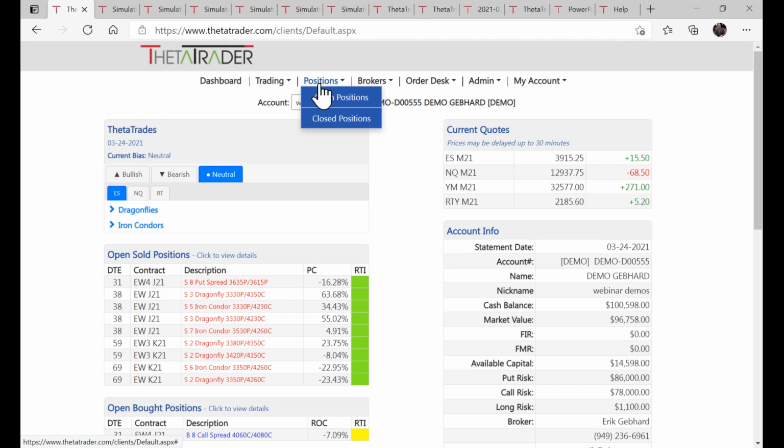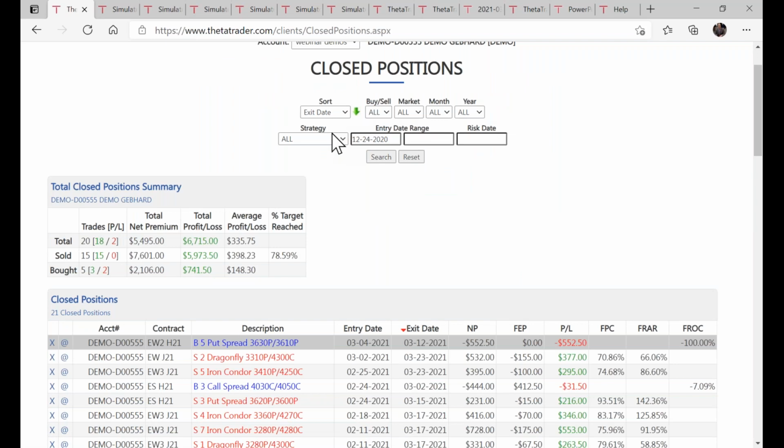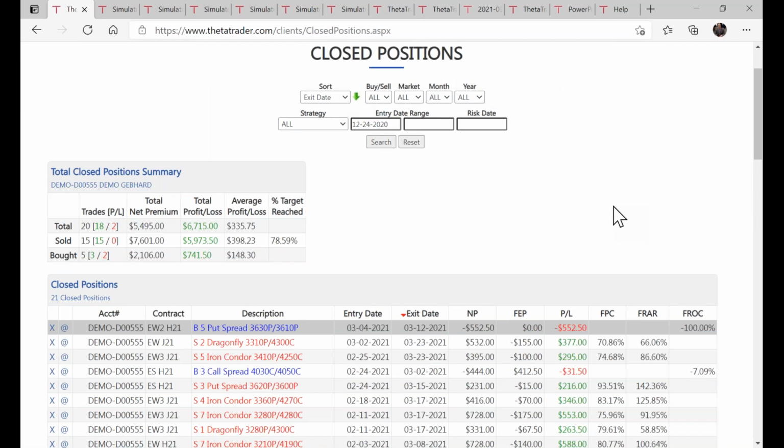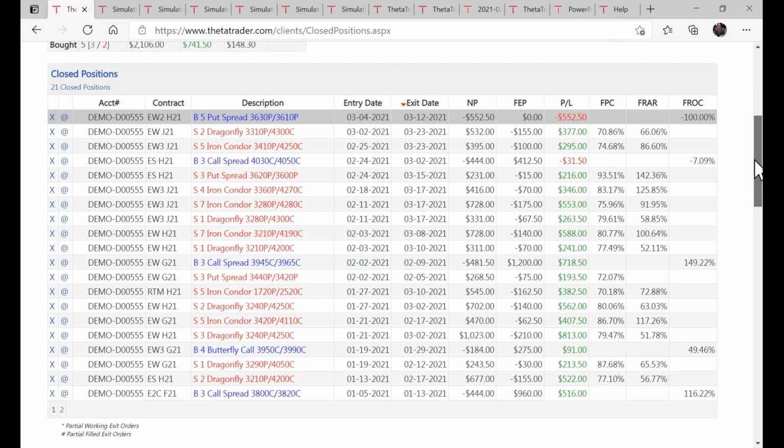And you'll notice here, you can look at all your closed positions on one page. You can filter for the month and the market, the date and whatnot, but we're just looking at everything here in this demo account. You'll see a total of 20 on the page, 18 winners, 2 losers, your total P&L, your short positions, 15 winners, 0 losers, bought positions, 3 winners and 2 losers. That's common. Remember, you buy options and that's a lower probability outcome. And it's just a demo account for these webinars, so don't make too much of the results of this.